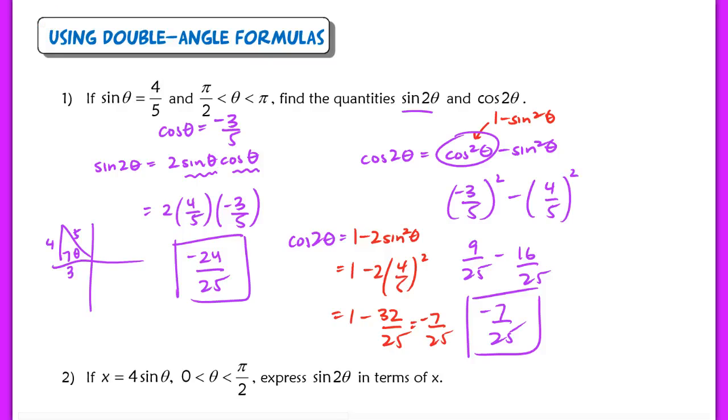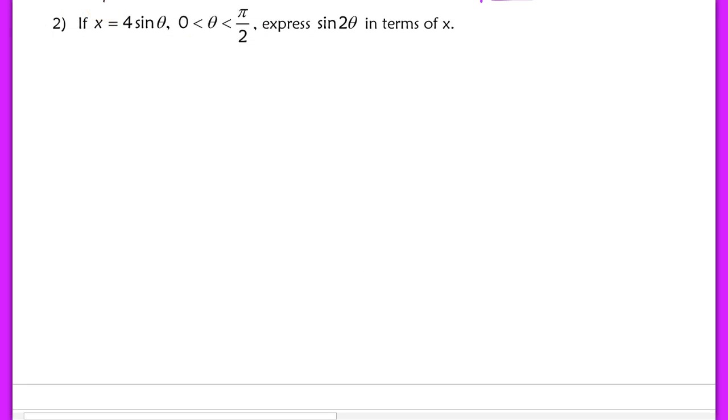In problem 2 here, it's a little bit of a different question because it says to express sine of 2 theta in terms of x. So let's start with trying to write out the sine of 2 theta. That's the double angle formula, so I know I can write this as 2 sine theta cosine theta. Now I obviously don't see any x's here, right?